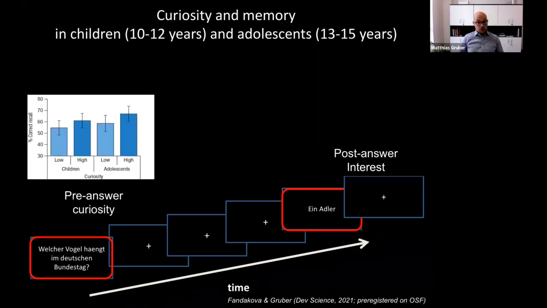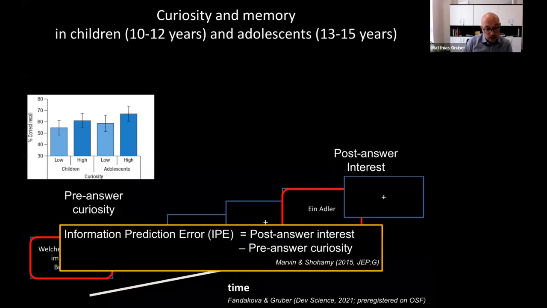What we find across both groups is that curiosity affects memory positively in both groups. So you see a significant positive effect in the children, high versus low curiosity, and high versus low curiosity in the adolescents. This is a main effect, which I think is really good news, that curiosity affects memory in a positive way across age, specifically in this age group from 10 to 12 and also 13 to 15 years.